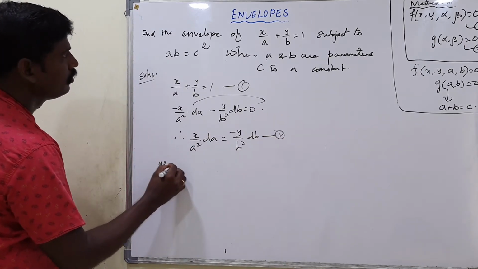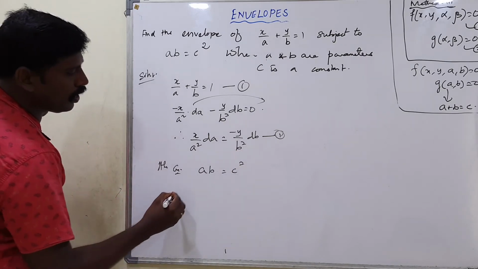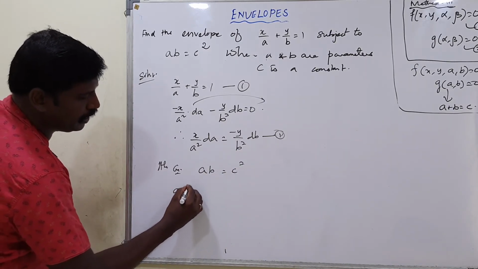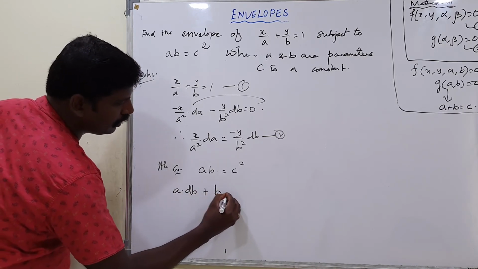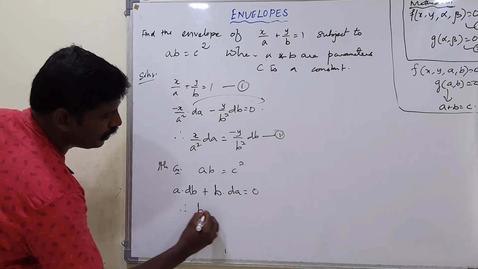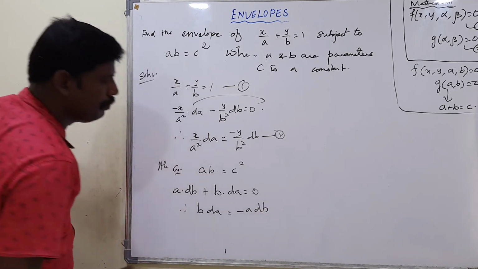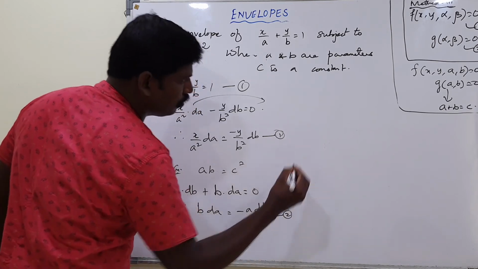Also given ab = c². Taking differentials here, you can apply the product rule between the two: a dB + b dA = 0, the right-hand side becomes 0. Therefore, b dA = minus a dB, called equation number 2.